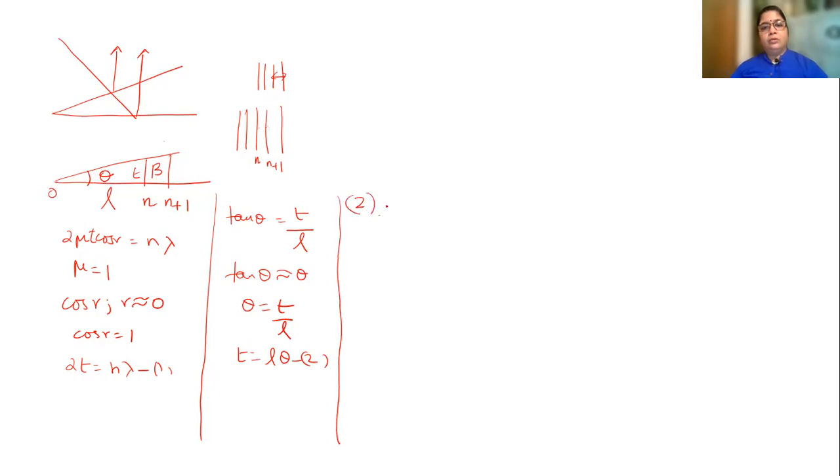Now you could substitute 2 in 1. So what will you get if you substitute 2 in 1? 2 L theta is equal to n lambda. This could be my equation 3. This is for the nth fringe. What can I write for the n plus 1th fringe? Instead of L, I will be writing L plus beta, because that is the distance of the n plus 1th fringe. So 2 into L plus beta into theta is equal to n plus 1 into lambda.